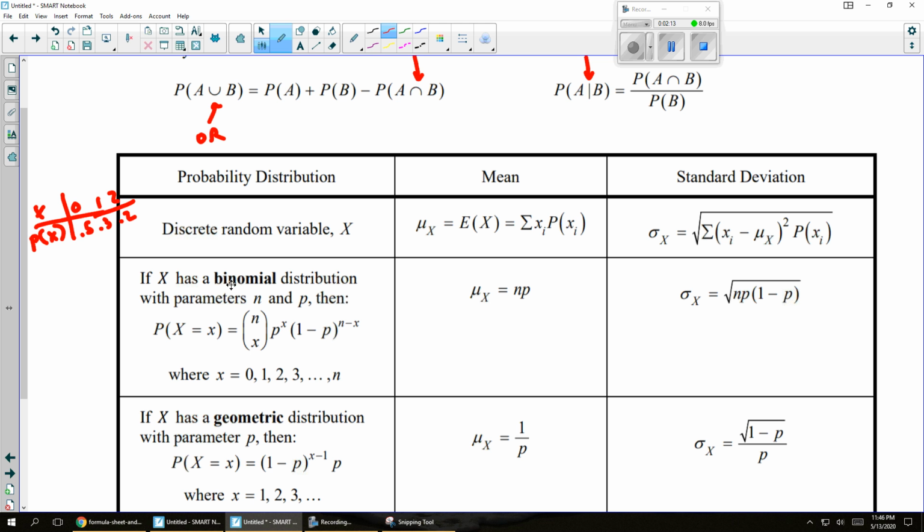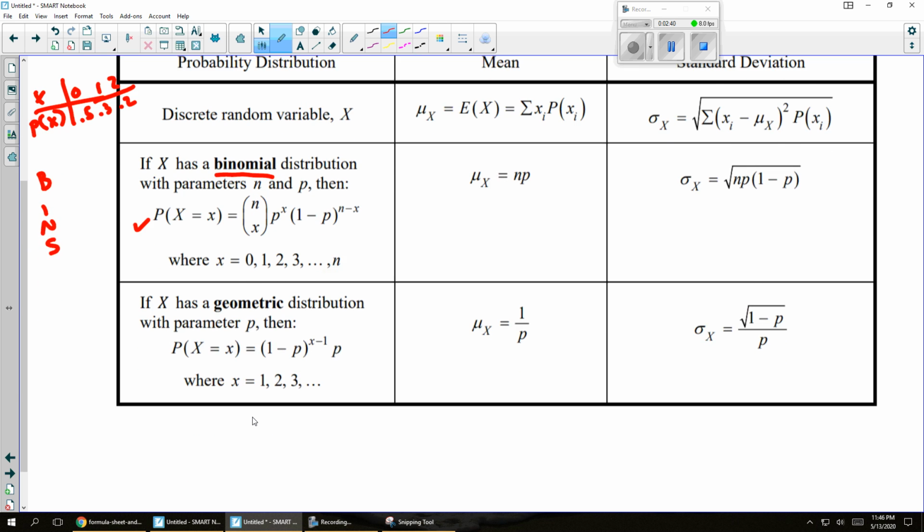Binomial, remember binomial, two options. We had the acronym BINS for that, for binomial, independent, a set number of observations, and a set probability. And I see the formulas there, of course, for both the formula for the binomial distribution as well as the mean and standard deviation. Geometric, similar idea to binomial, but I go until I get the first success.